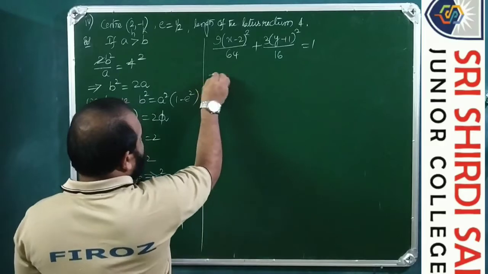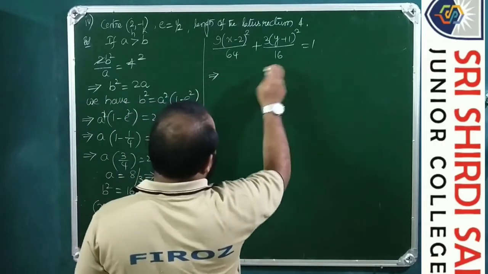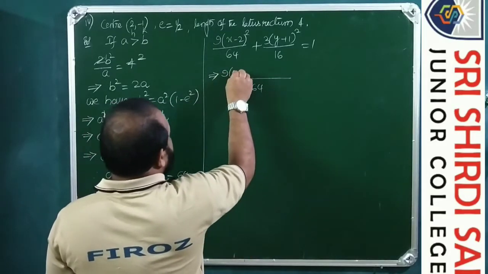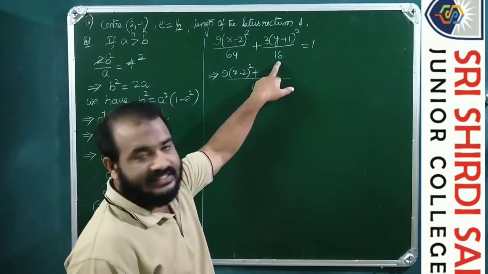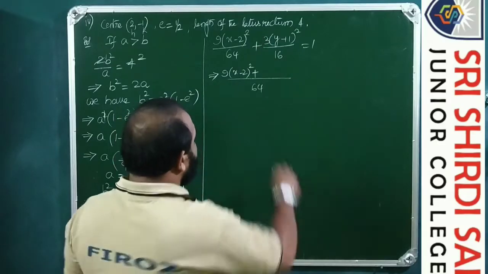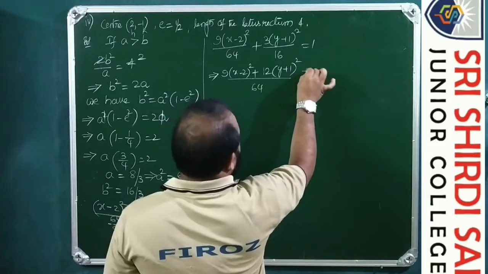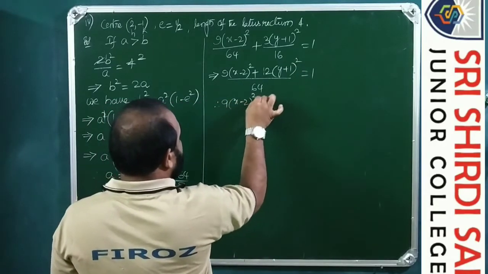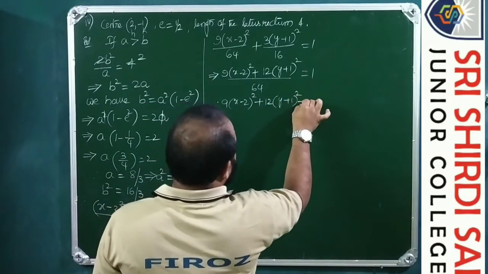So this is equal to, the LCM of 64 and 16 is 64. This is 9 into x minus 2 whole square plus 64 by 16 is 4, 4 3s are 12 into y plus 1 whole square is equal to 1. Therefore, 9 into x minus 2 whole square plus 12 into y plus 1 whole square is equal to 64.